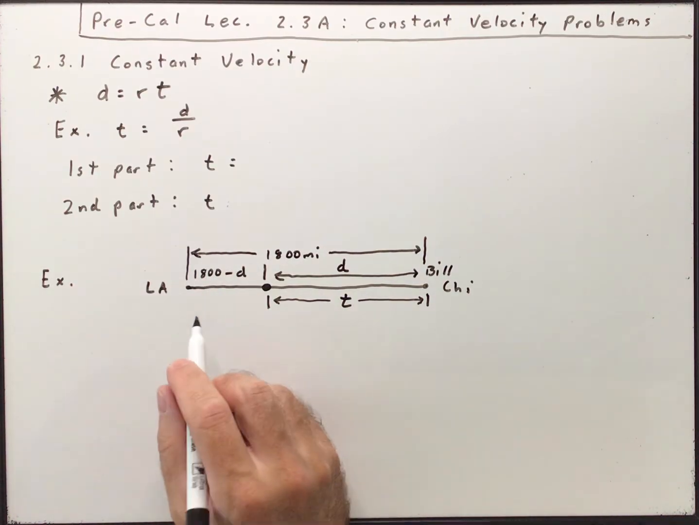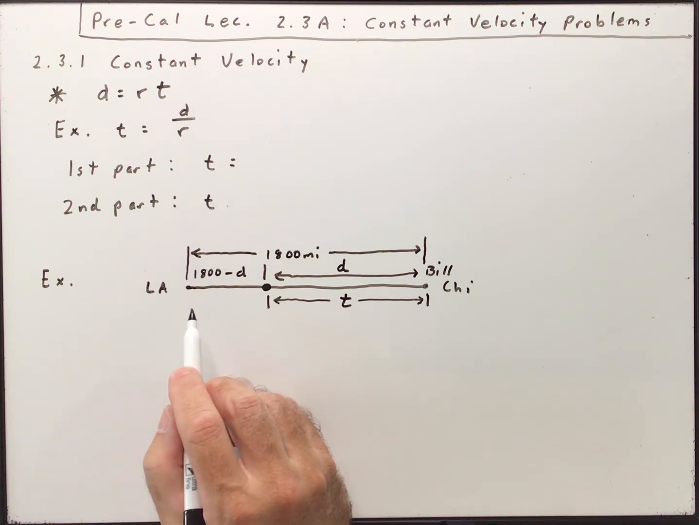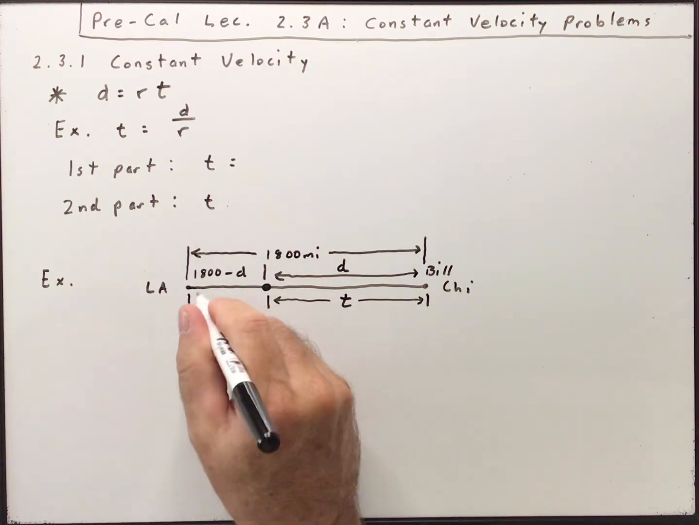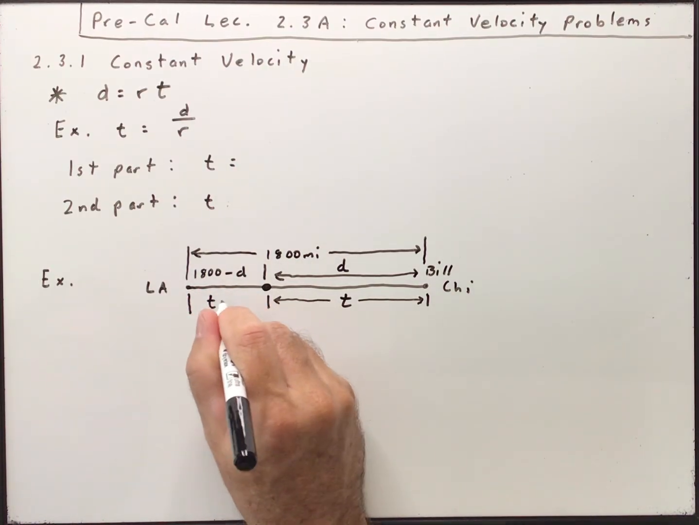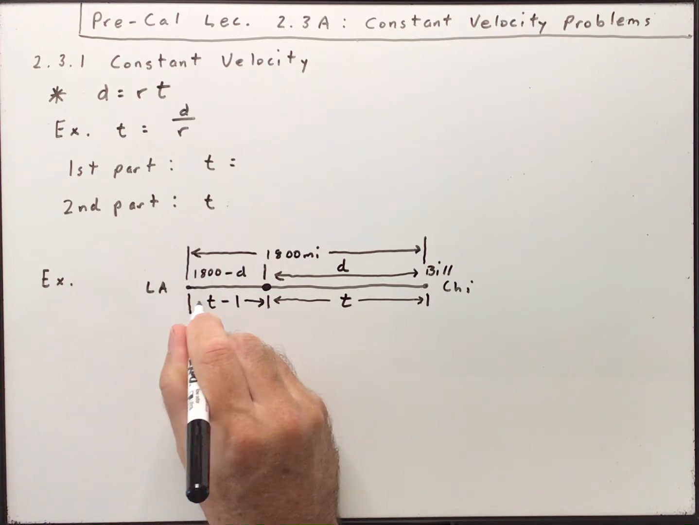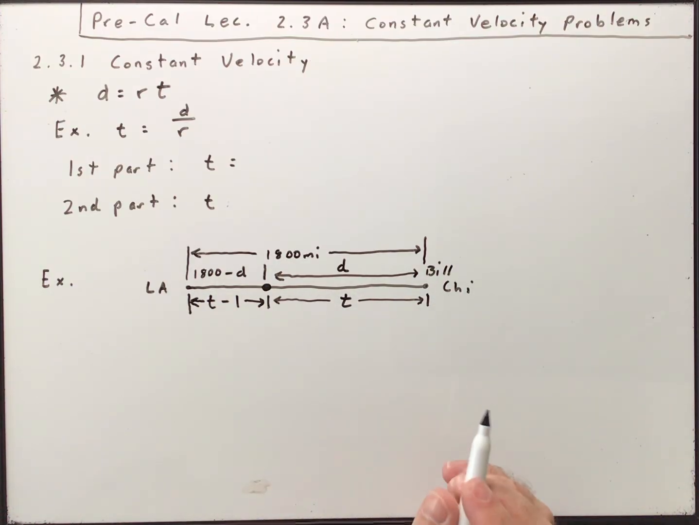And then Dave leaves an hour later than Bill. So we're going to call his time T minus 1 because he's leaving an hour later. Now, you don't have to do this every time. I'm just doing this kind of timeline and distance line for illustrative purposes.